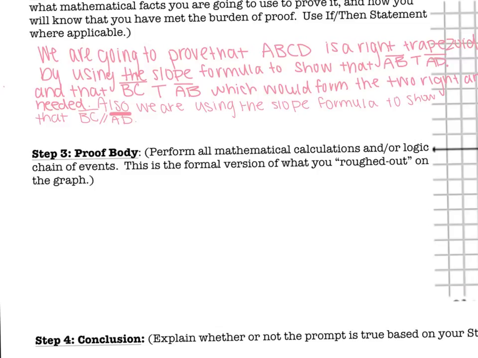So I'm going to write down that if line segment DA is perpendicular to AB and AB is perpendicular to BC and BC is parallel to AB, then ABCD will fit the definition of a right trapezoid. So yeah.